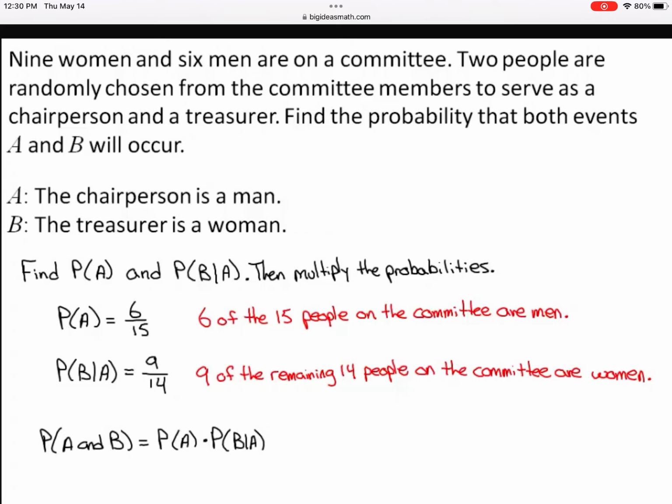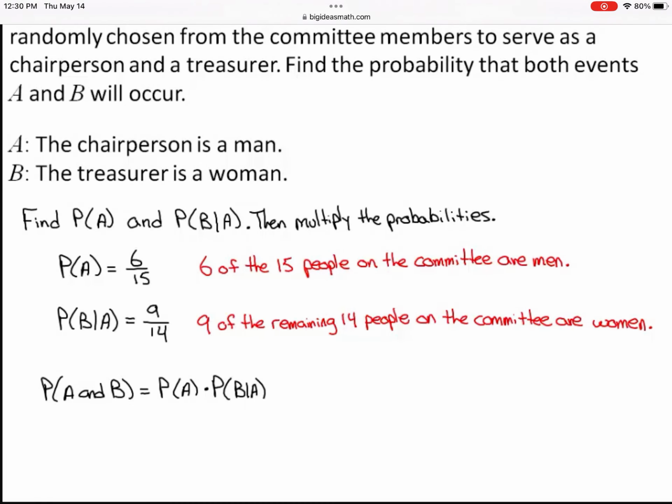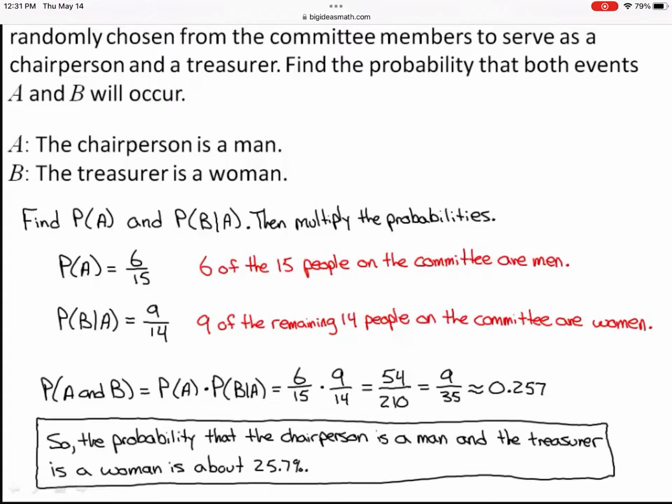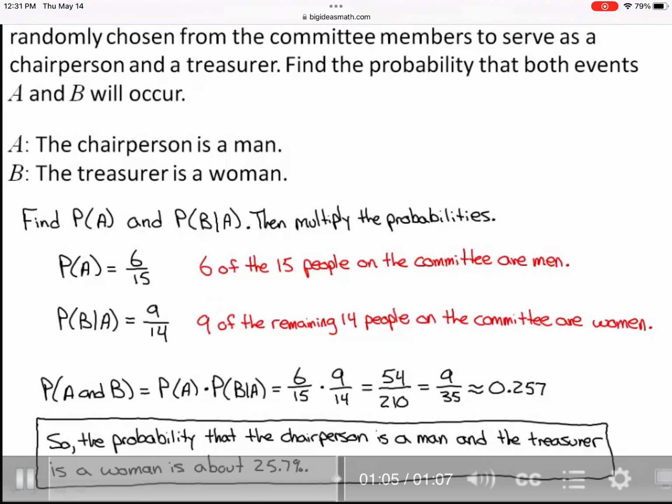So the probability of A and B equals the probability of A times the probability of B given A, which equals 6 divided by 15 times 9 divided by 14, which equals 54 divided by 210, or 9/35. And 9/35 is approximately 257 thousandths. So the probability that the chairperson is a man and the treasurer is a woman is about 25.7%.